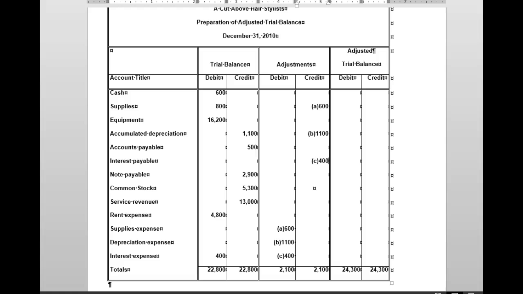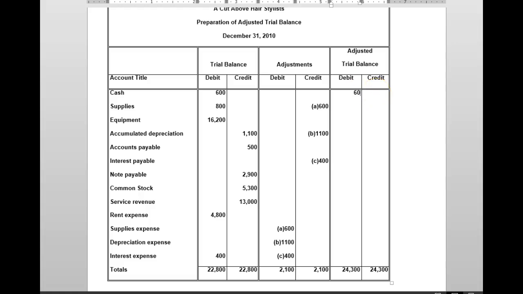Now, I have to make sure everything's in balance. That's why we have these adjustments. So if I add this up, it's $2,100, and this is $2,100. Now, we are ready to step over and create an adjusted trial balance. And we do that by, is that kind of confusing? We do that by coming across the columns and seeing if there's any adjustment.